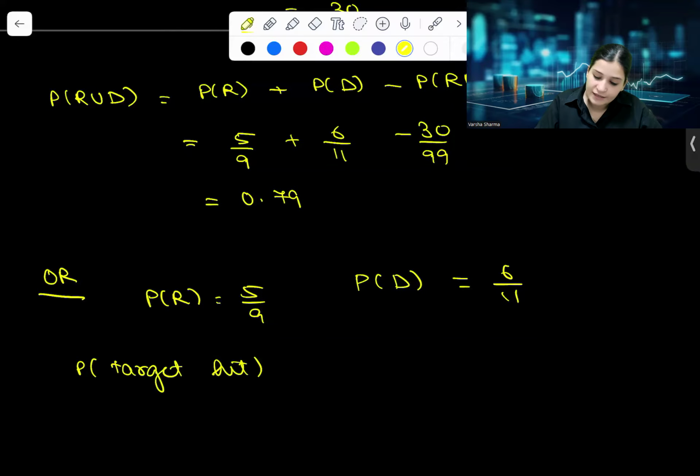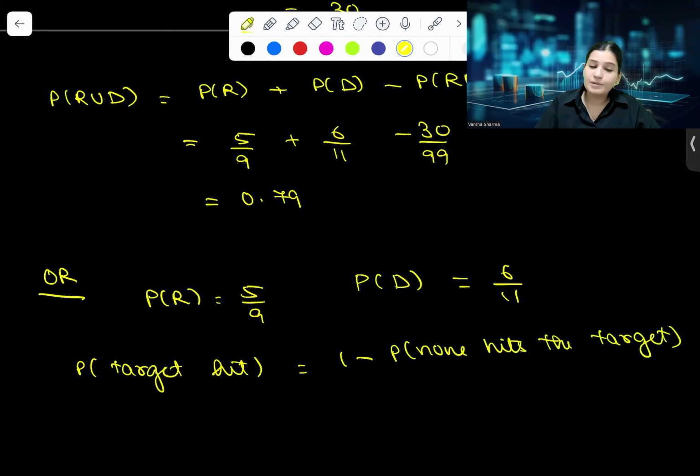So, probability target hit, can I not write it as 1 minus probability none hits the target? Can I do that? Yes, ma'am. Total probability is always 1. From that, if I remove the case where no one hits the target, I'll get the remaining answer. Okay, so none hits the target.